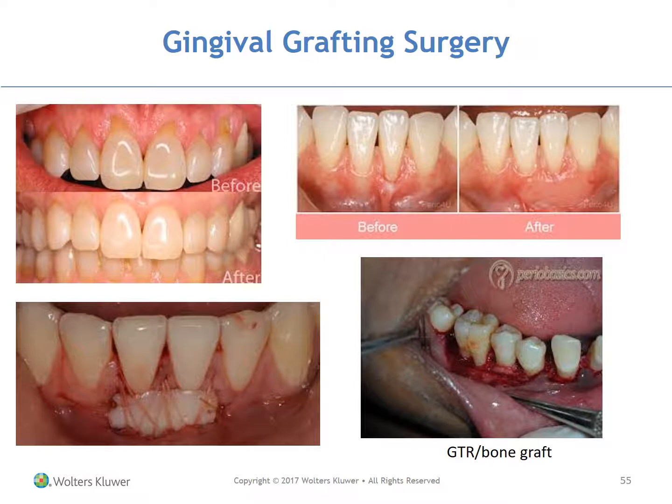All right, and then here's gingival grafting. One of the hardest places to graft is the 24 and 25, the two lower central incisors. Very difficult to graft because of the frenum there. Often the frenum needs to be snipped or reduced so that it doesn't come back.